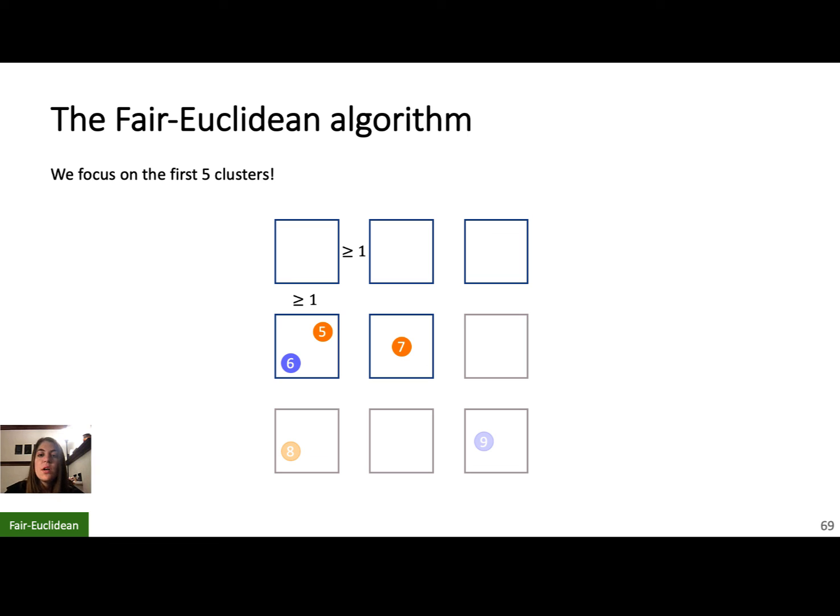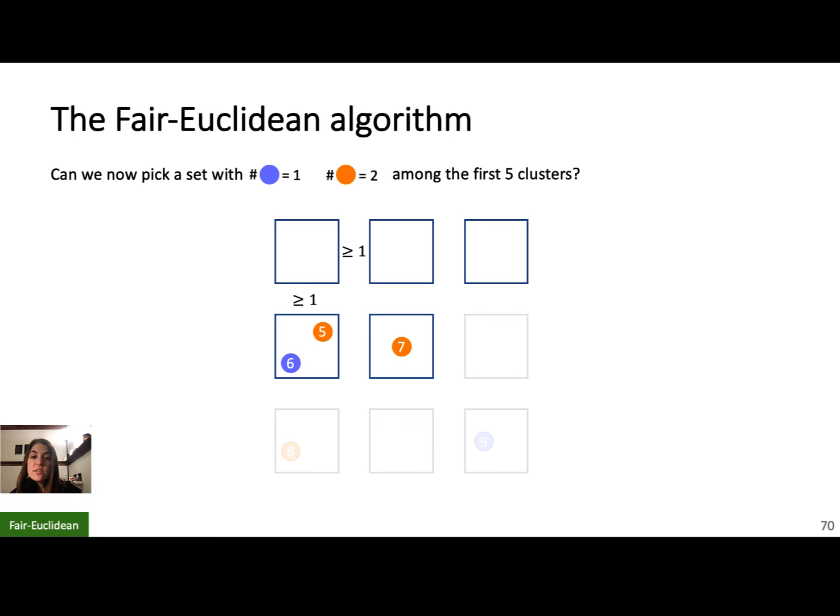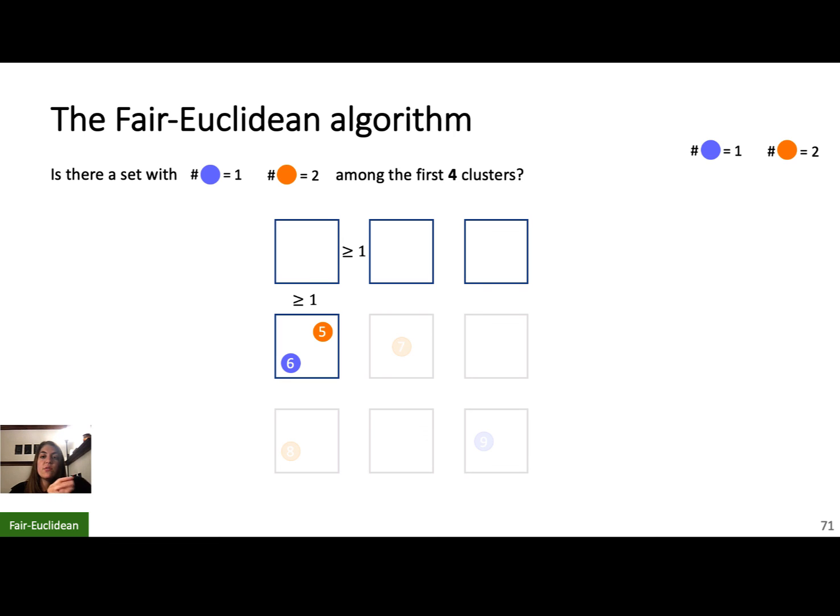For the sake of the example, suppose we focus on the first 5 clusters. We now want to pick a set using 1 blue and 2 orange points that are all 1 over 1 plus epsilon far apart. We observe that this is possible if we can find the required number of points among the first 4 clusters. In this example, we see that this is not the case. Alternatively, we could find 1 blue point and 1 orange point sufficiently far apart among the first 4 clusters. Then we could augment this set using an orange point from the 5th cluster.